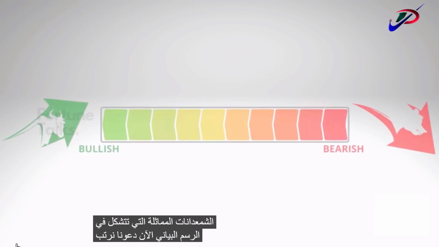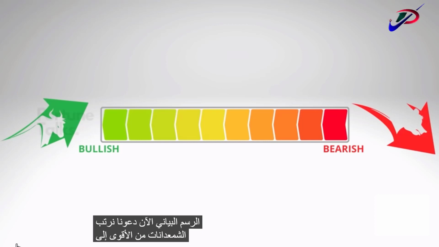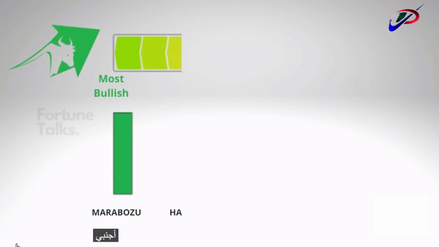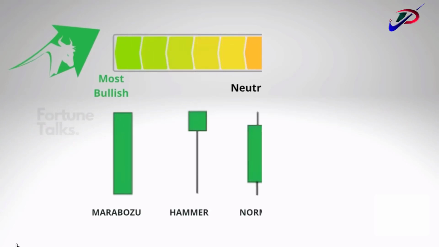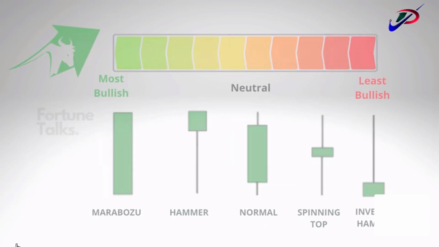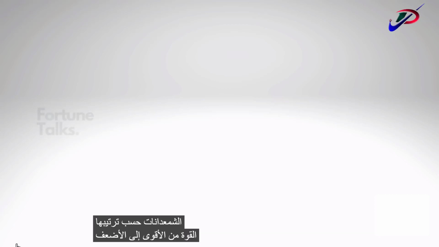There are a lot of other candlesticks, but those mentioned so far are enough to understand the idea of similar candlesticks that form in the chart. Now let us arrange the candlesticks from strongest to the weakest. So first of all, we'll consider the bullish candles and arrange them in the order of their strength. Moving on, let us arrange the bearish candlesticks in the order of their strength from strongest to weakest.